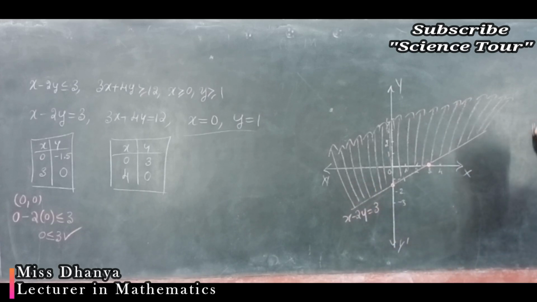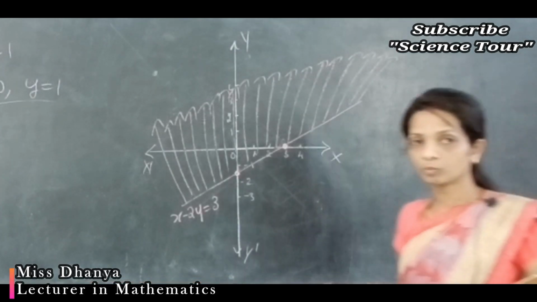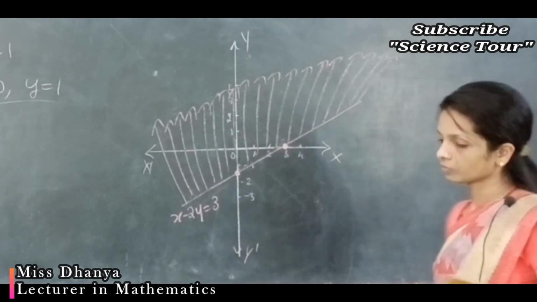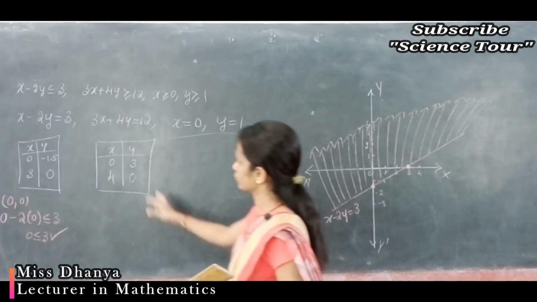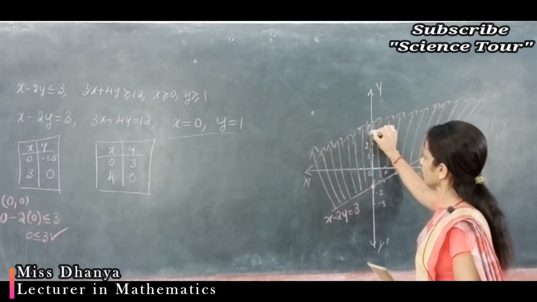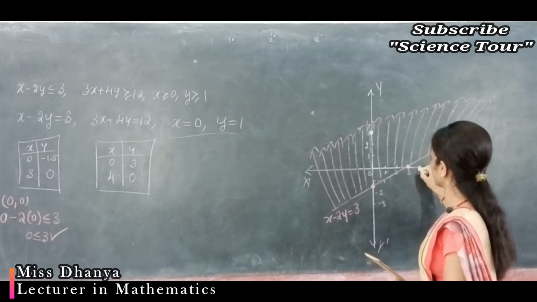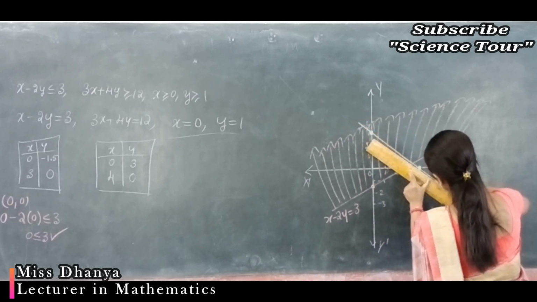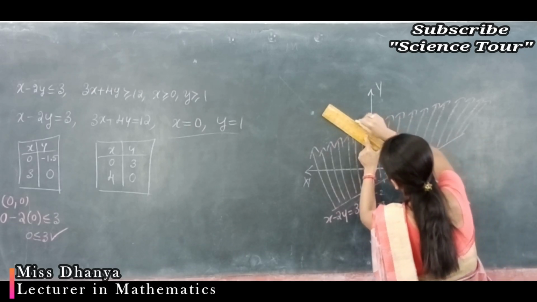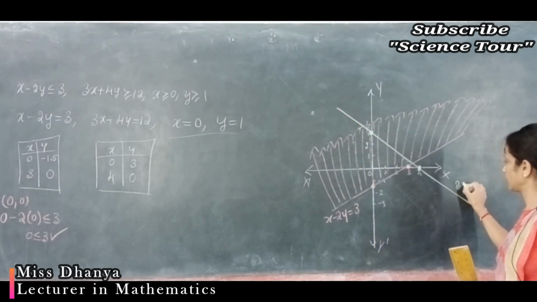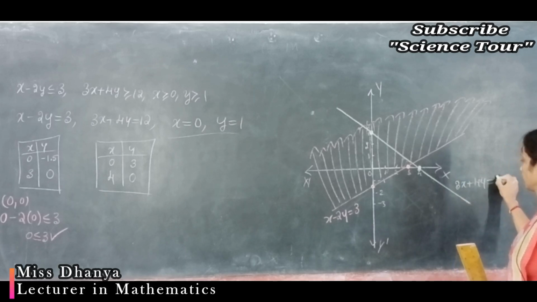Very close shadings means like this, you give shadings like this, very close shadings, then automatically that common region will be shaded darkly, okay. And the next table points you have to mark are 0, 3, that is here, and next 4, 0, that is here. Okay, join those 2 points and extend in both directions. Okay, continuous line. Why? Because we have slack inequality, and the line name is 3x plus 4y is equal to 12.